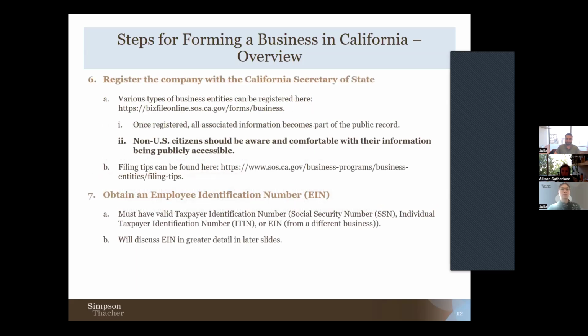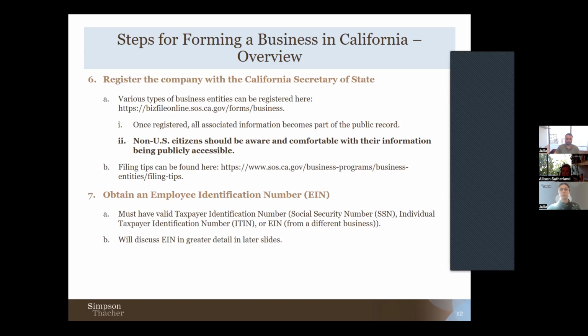So once you've done all of that, then it's time to register your company with the California Secretary of State. And you can do that by following the link that's on the page. Kind of what we just discussed, everything that you mention in that registration will become part of the public record. And so particularly non-US citizens should be aware and feel comfortable with the information that they're providing being publicly accessible.